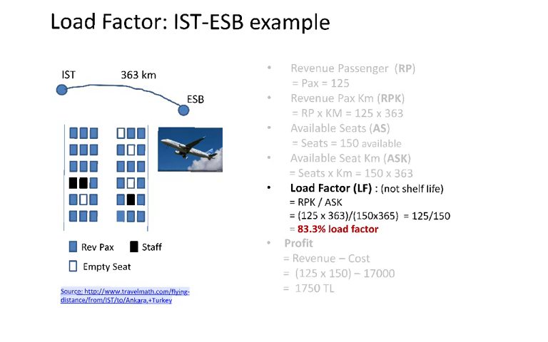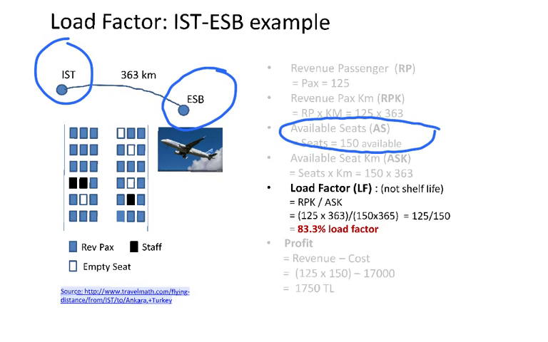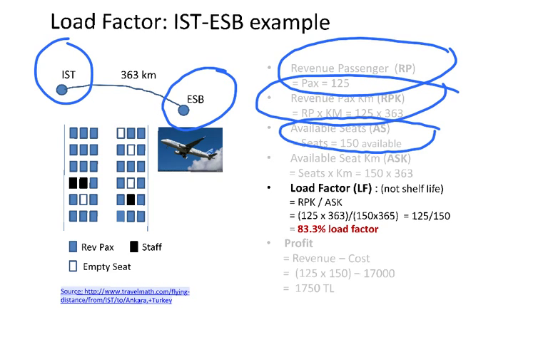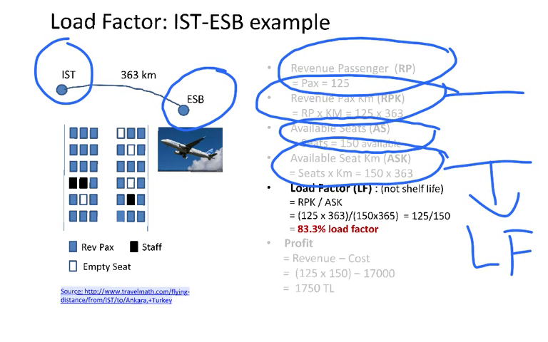If we take again the example from Ankara in Turkey to Istanbul, we have the Airbus 320 with 150 seats available. We have 125 passengers traveling, which means 125 revenue passengers. Multiplied by the distance, we get RPK, revenue passenger kilometers, and we get ASK, available seat kilometers, which are the two things I need to calculate load factor.